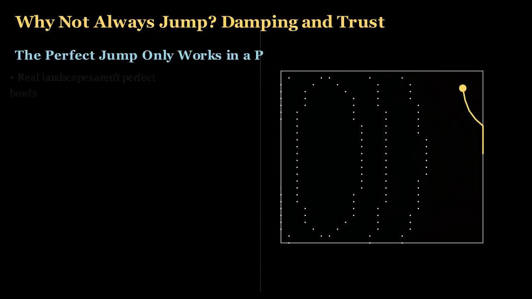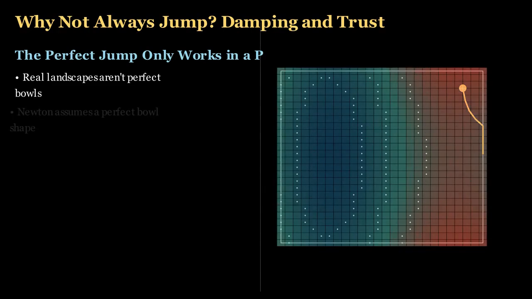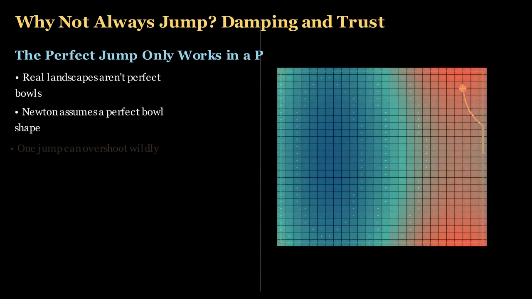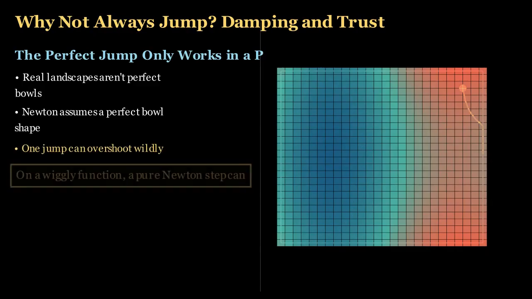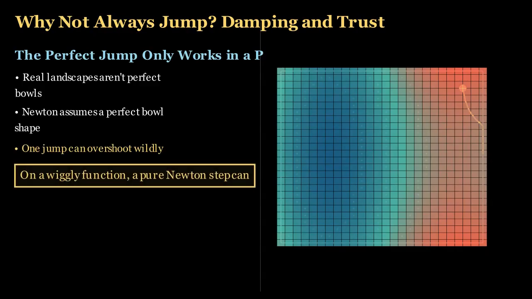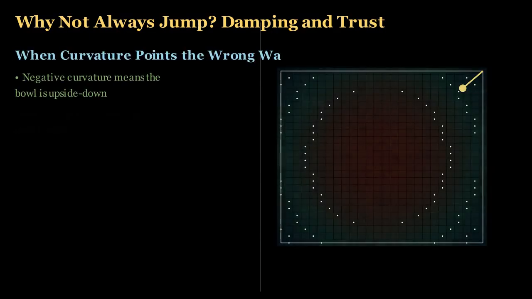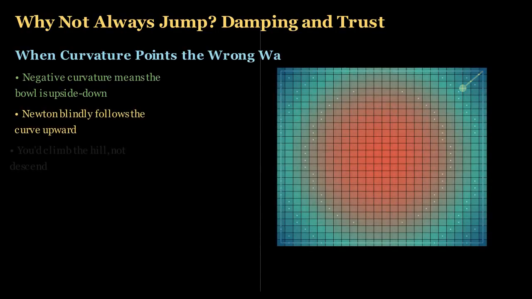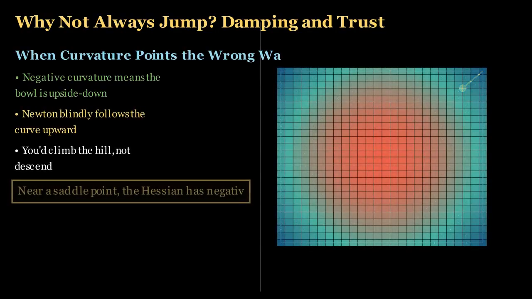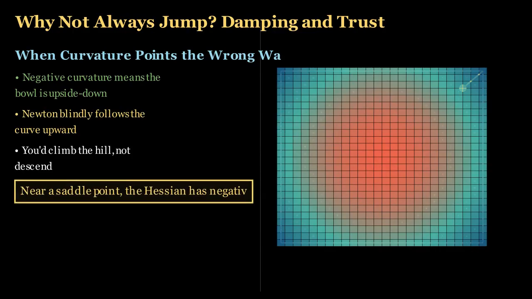We just saw Newton's perfect jump land exactly at the minimum of a simple bowl. But real-world loss landscapes have bumps and twists. Newton's formula still assumes it's a perfect bowl, so it can leap far past the true minimum into worse territory. Even worse, if the landscape curves downward, negative second derivative, Newton's jump points uphill. It treats the upside-down bowl as if it were right side up, sending you toward a maximum, not a minimum.